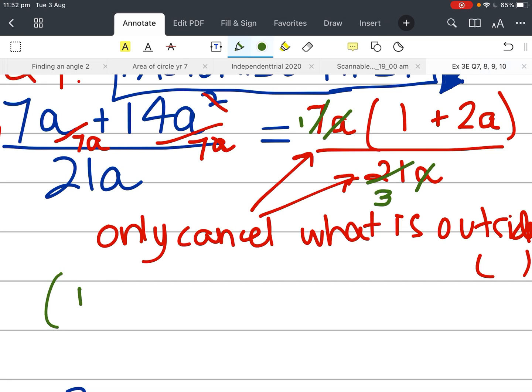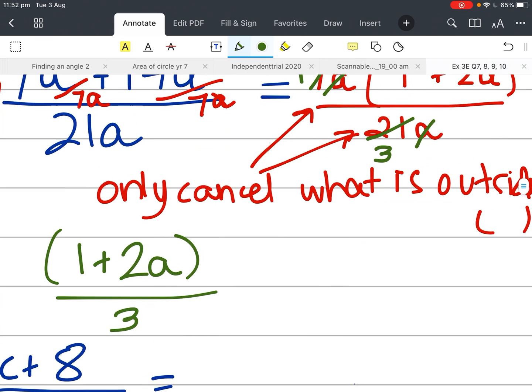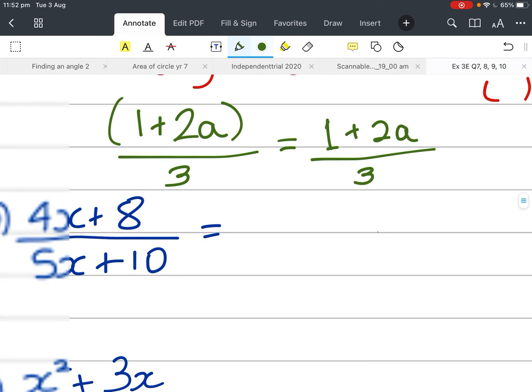So I'm just going to write the brackets. 1 plus 2a. And all I'm left with on the bottom is a 3. Good, I've got enough room there. Now if you want, once you get to that position, you don't even have to write the brackets anymore. But remember, the rule is if that line goes under 2 terms, it means they are expected to be in brackets. So you could have just written your answer like that too. All right, let's try the next one.